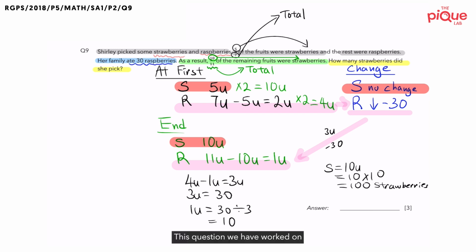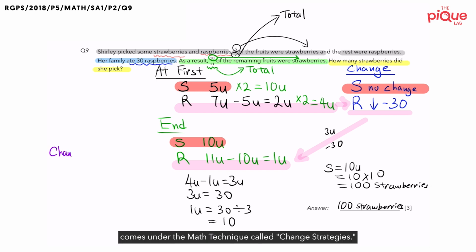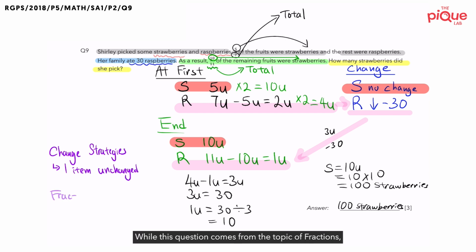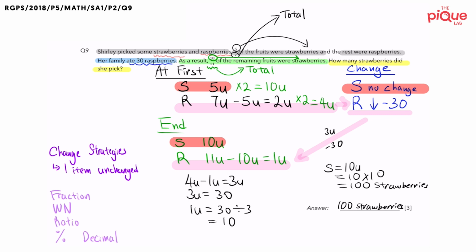This question we have worked on comes under the math technique called change strategies. Under change strategies, there are 4 types. This is only one of them, and this type is called one item unchanged. While this question comes from the topic of fractions, it can also be applied to other topics such as whole numbers, ratio, percentages, and decimals as well.